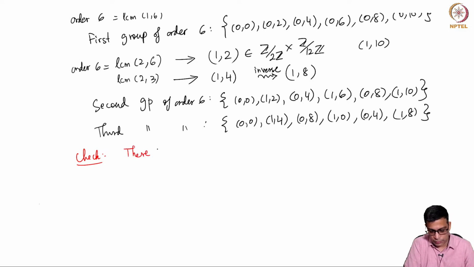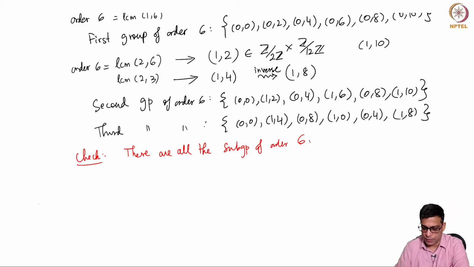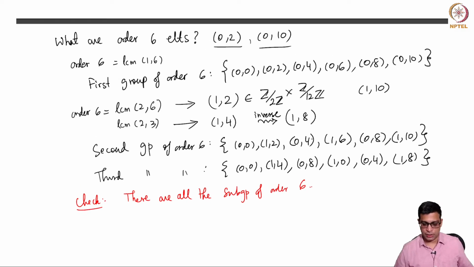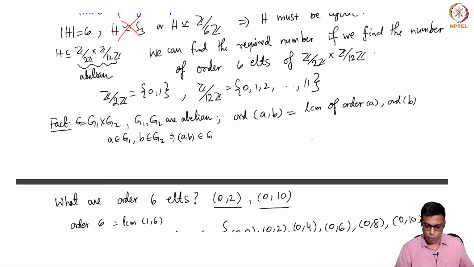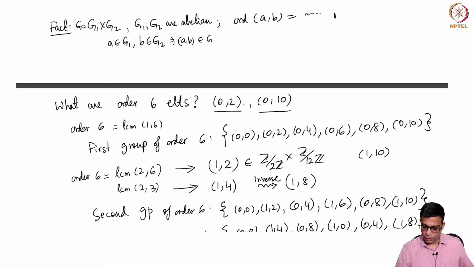these are all the subgroups of order 3, order 6. Okay, there can't be any more subgroups of order 6. So this is easy to check because there are only 6 elements of order 6 constructed this way. So these are 2 of them, these are 2 more, and these are 2 more.